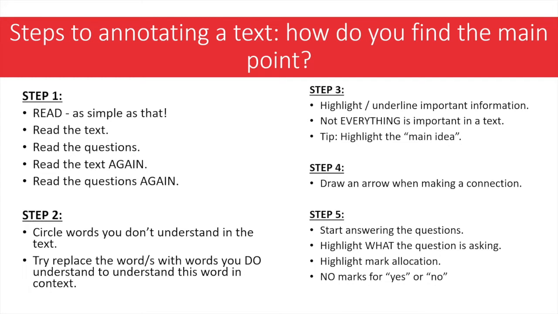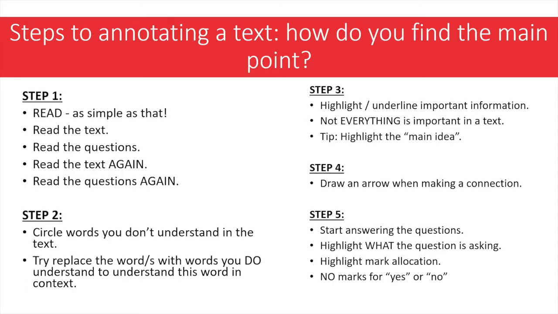Step 2. Circle words you don't understand in the text. Try to replace these words with words you do understand to try understand what the text is trying to convey. Then step 3. Highlight or underline any important information. Now this isn't the entire text. You need to be able to summarize and find the main points of at least every single paragraph. Then, top tip over here is to highlight the main idea. As I said before, you cannot highlight everything.